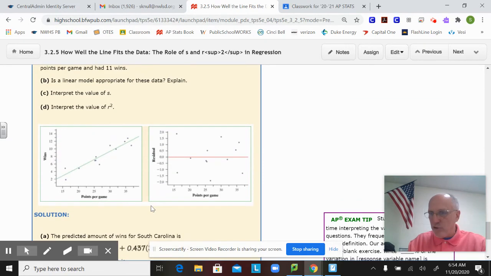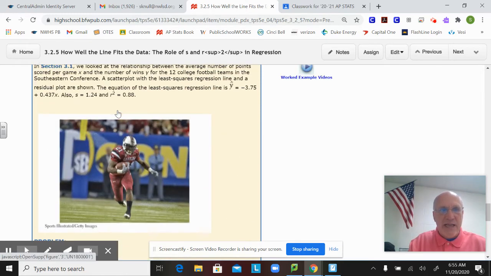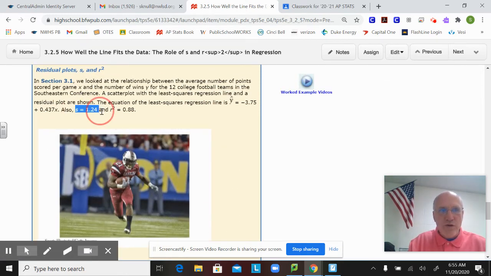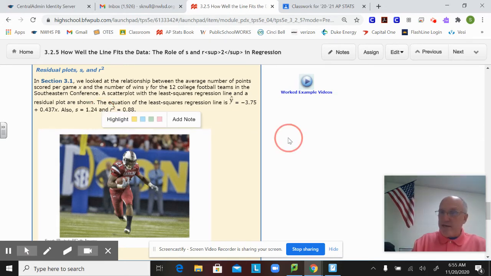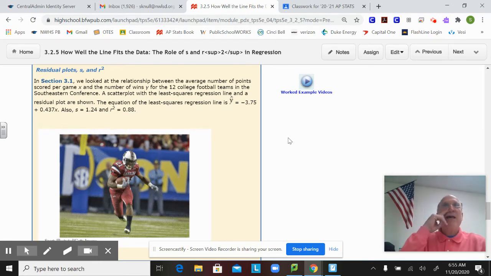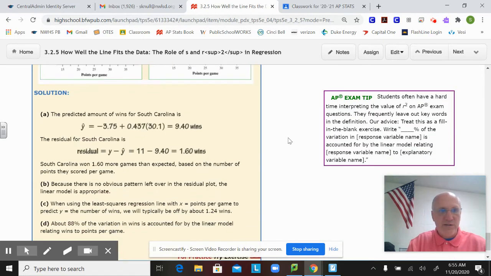Okay. Now, C and D, these are new today. C says, interpret the value of S. And up here, it gave us S. S was 1.24. You've got to know that that's the standard deviation of the residuals. And so the interpretation is that's how far a typical residual is. That's a lie. That's how far a typical ordered pair is from the regression line. But you have to say that in context, which is said down here for answer part C.